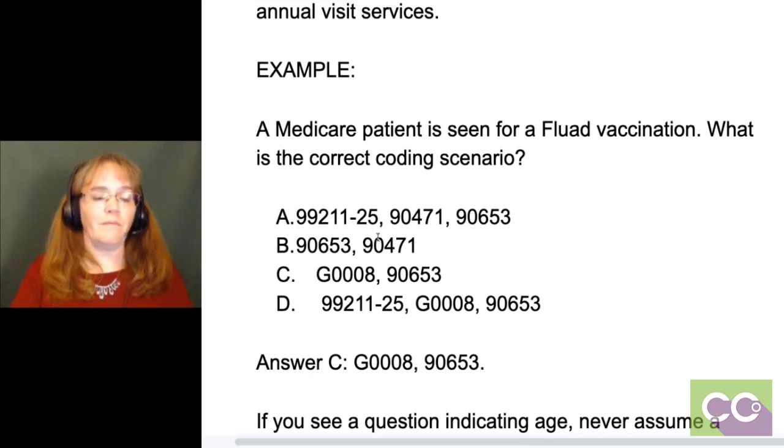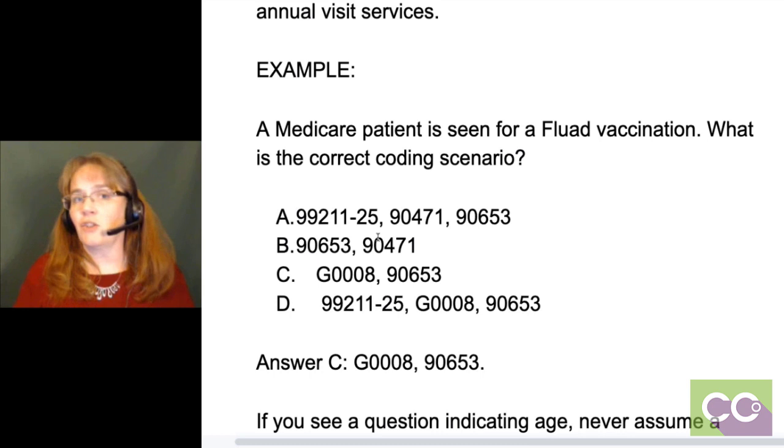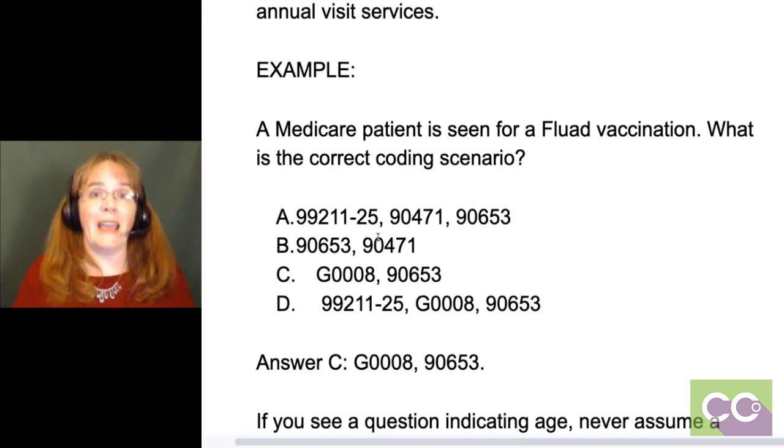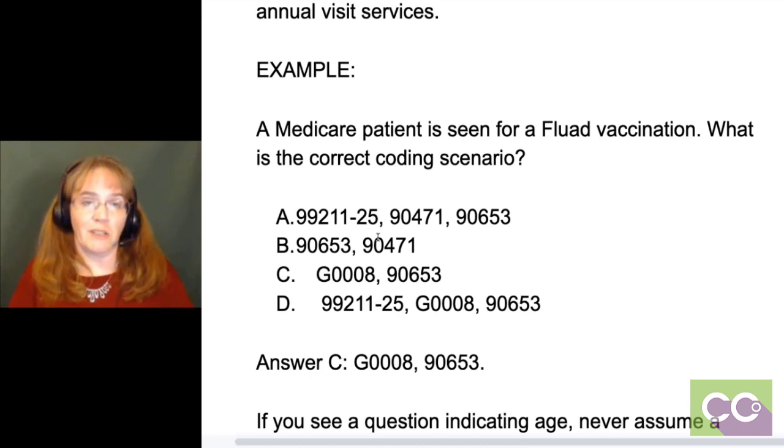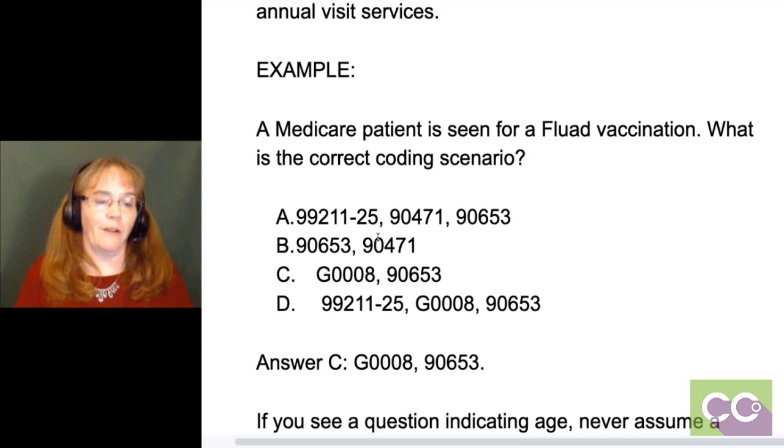So a lot of questions based upon age, they're not going to do. So if you see any question indicating age, we can't assume that they're a Medicare patient. They would say a commercial insurance plan, a Medicaid insurance carrier, a Medicare carrier.